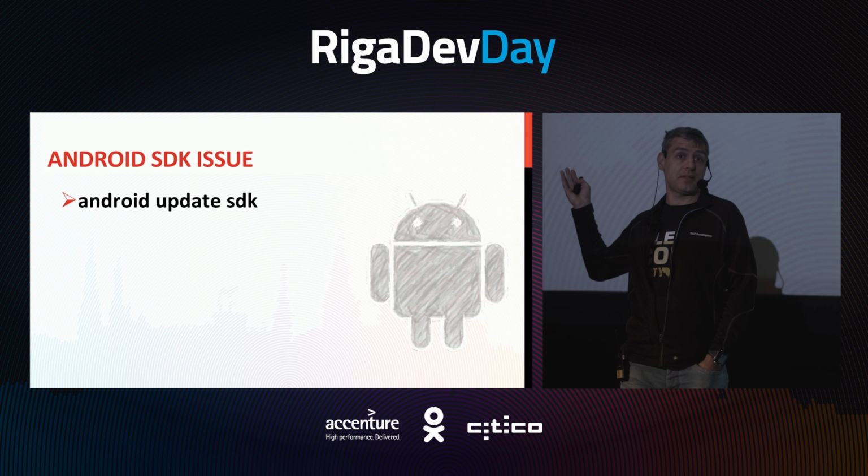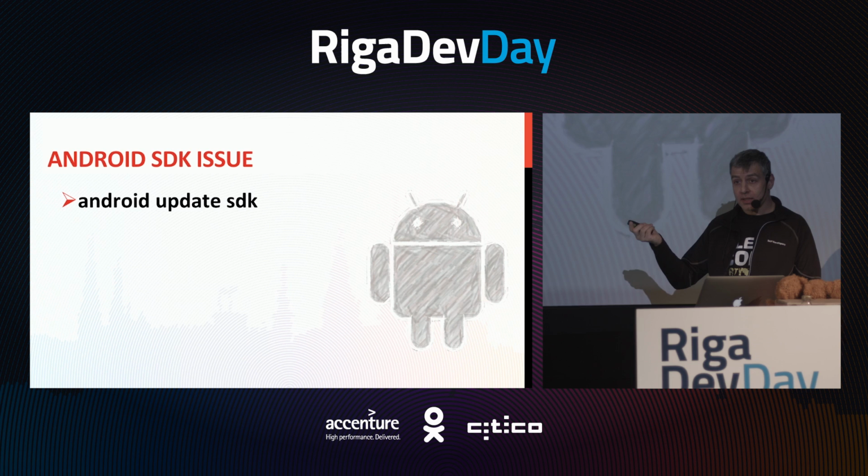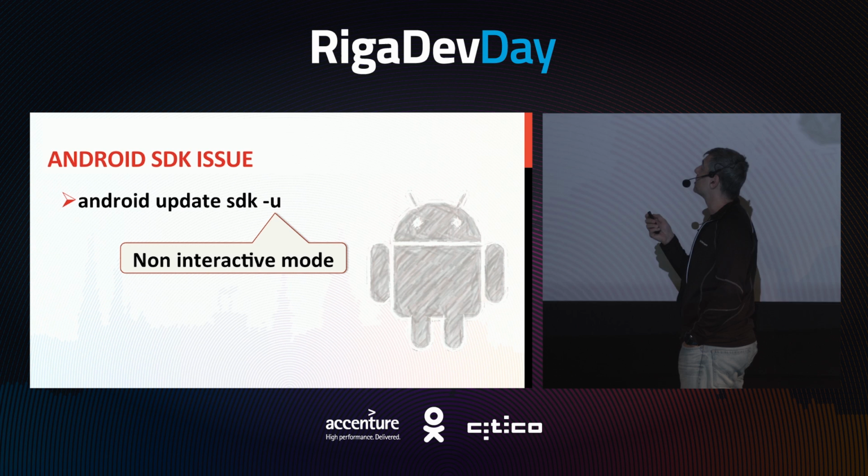It launches a GUI. Quite easy. But you don't want to launch a GUI on the server. You want to run in headless mode. Fortunately, the Google engineers are very smart. So you can pass an option to run in non-interactive mode.